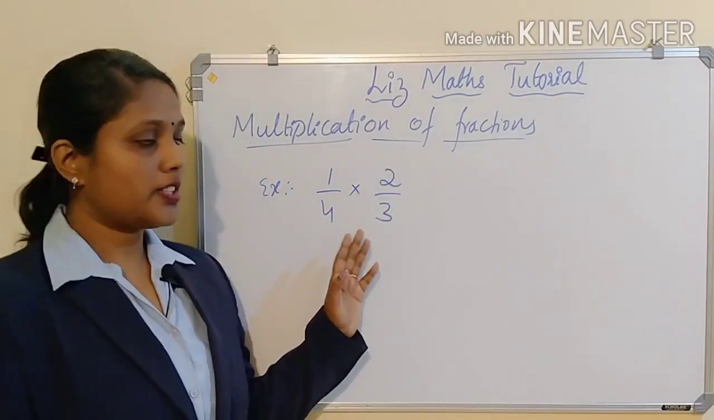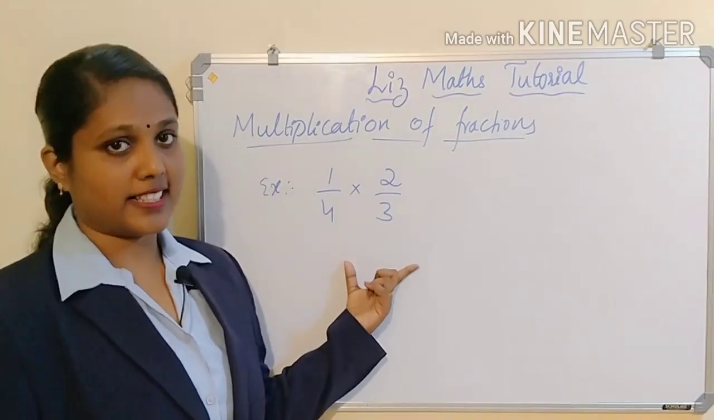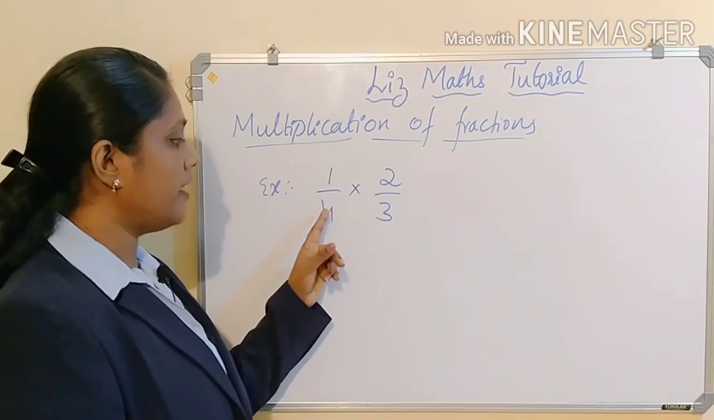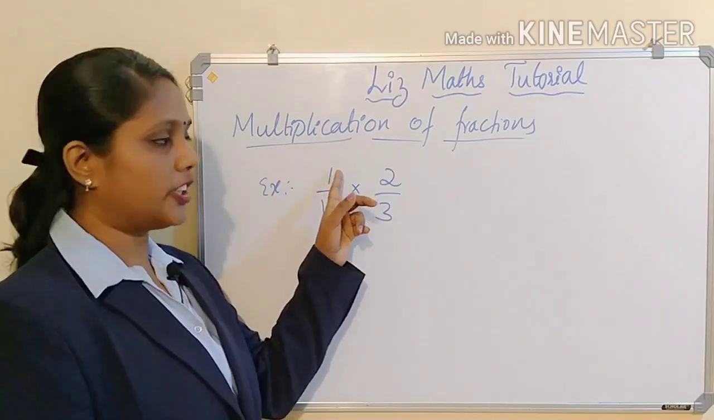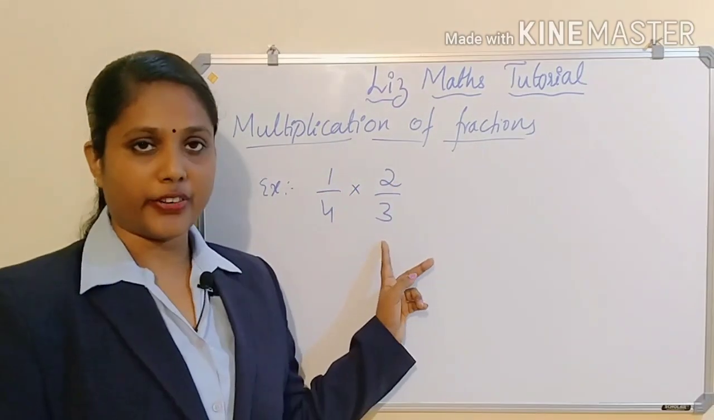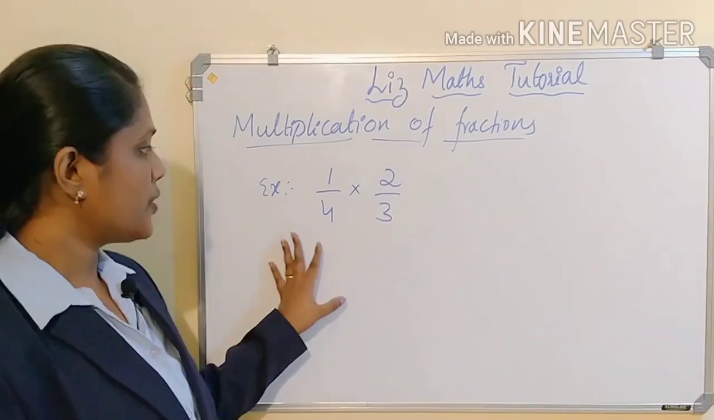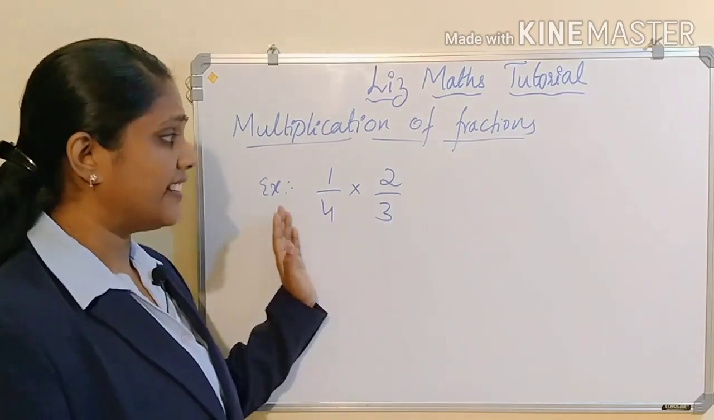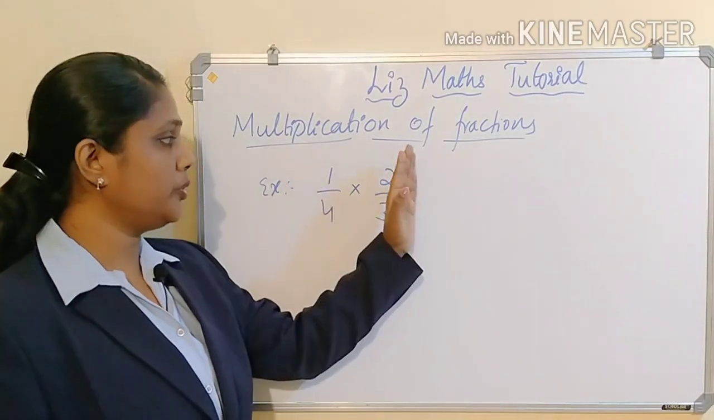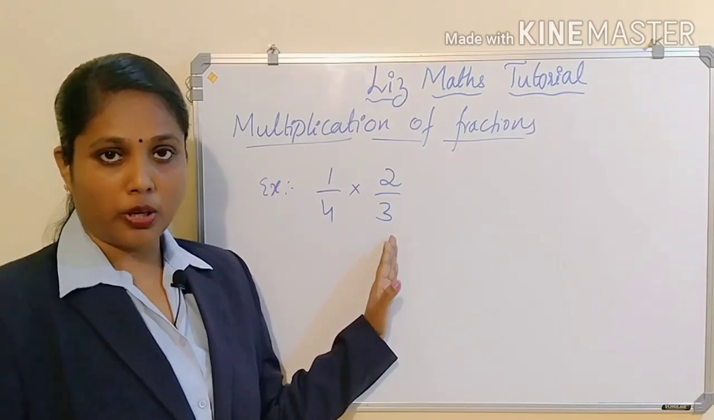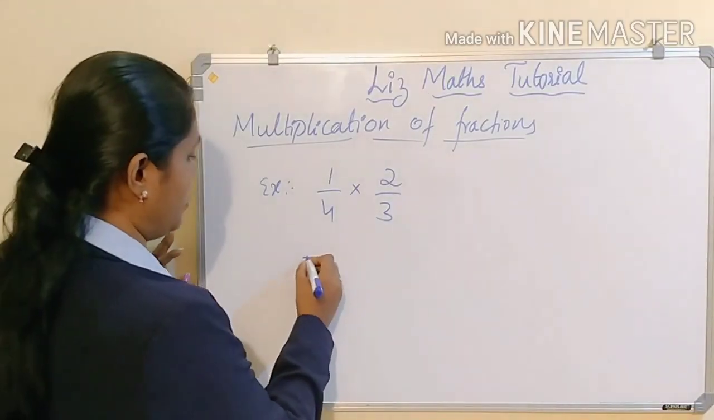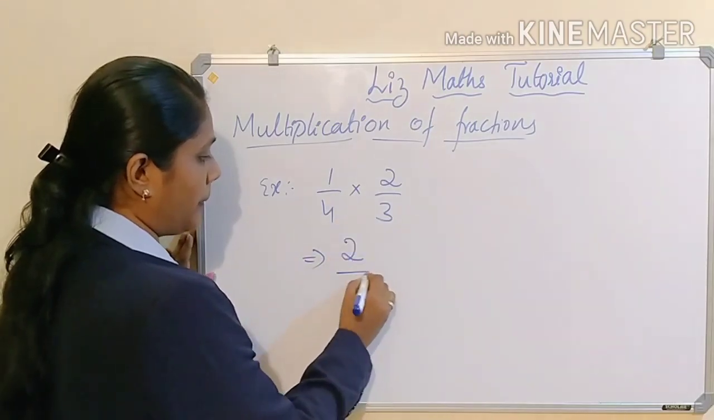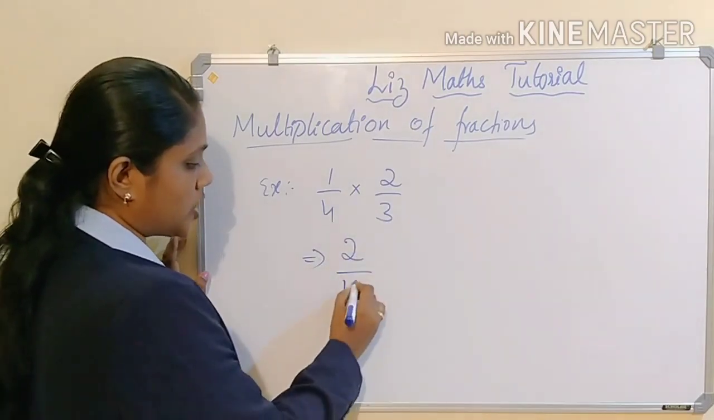See here, these two are proper fractions, isn't it? In a proper fraction, the denominator is greater than the numerator. The numerator is small, the denominator is the greater number. So this is a proper fraction. When you have proper fractions, see how to multiply this. Direct multiplication: numerator into numerator, denominator into denominator. Let us see how. Numerator into numerator, 2 ones are 2, divided by 4 threes are 12.